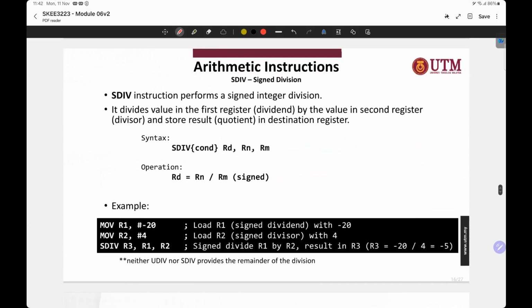Now we're going to look at the SDIV. SDIV stands for signed division. This SDIV instruction performs a signed integer division. Previously it was unsigned numbers, and if you have a negative number, you can use the SDIV to represent the negative numbers.